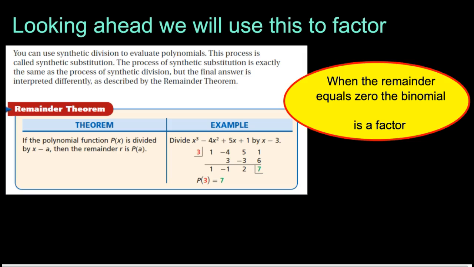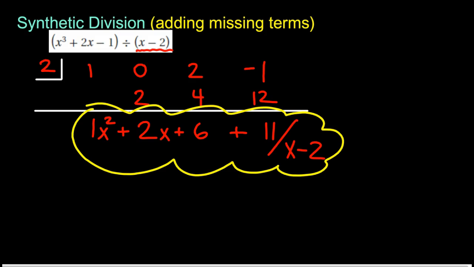Think about a number. Let's go 20 divided by 6. Is 6 a factor of 20? No, because when you divide 20 by 6, you get a remainder of 2. It's 3 and 2. So in order for something to be a factor of something, it has to have a remainder of 0. Looking back at a previous problem, is x minus 2 a factor of x cubed plus 2x minus 1? No, it's not a factor because the remainder was not 0.